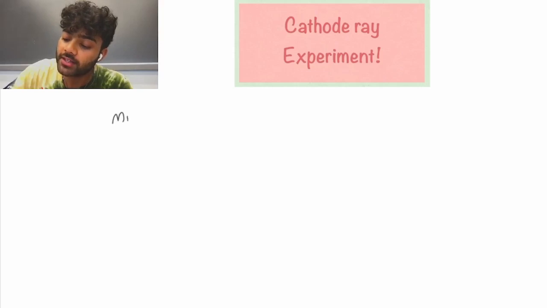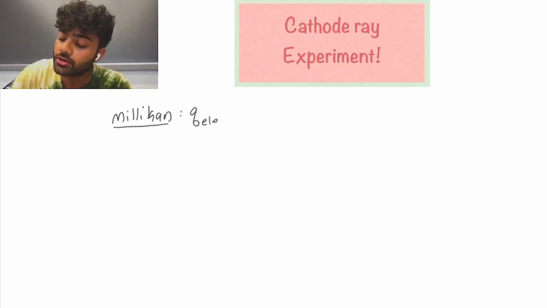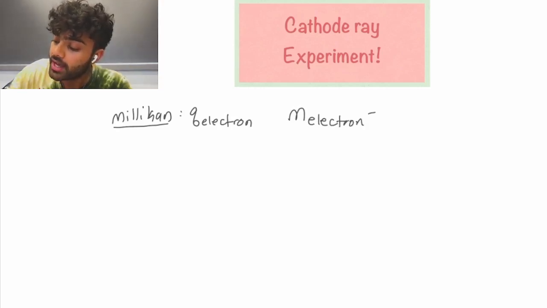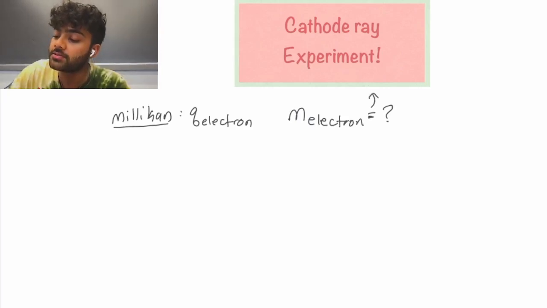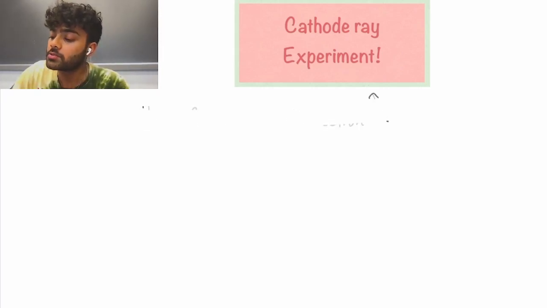So in our last video, Angela taught us about the Millikan oil drop experiment, which allowed us to determine Q, or charge of the electron. But we still don't know the mass of the electron, and that's exactly what the cathode ray experiment helps us to determine. So let's walk through some of the fundamentals of the setup of the cathode ray experiment.